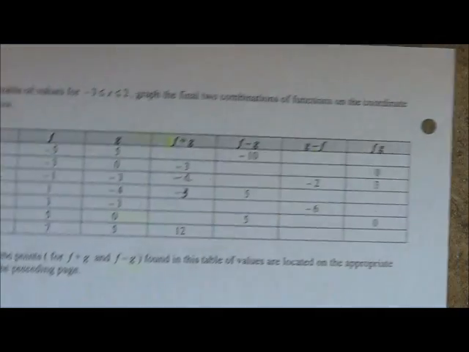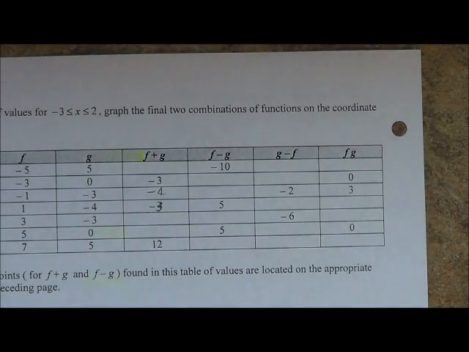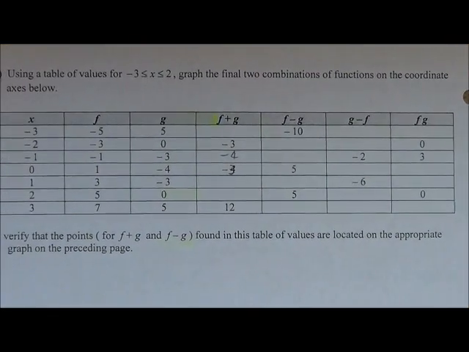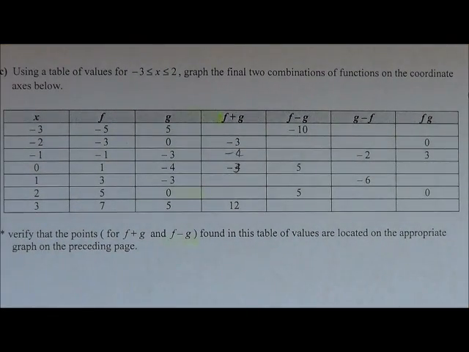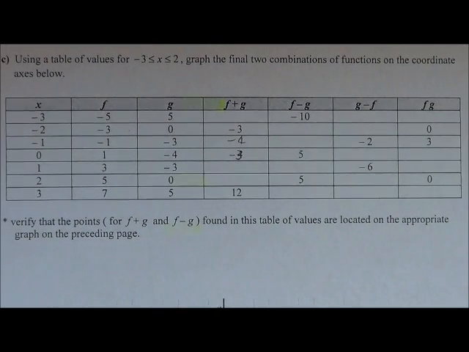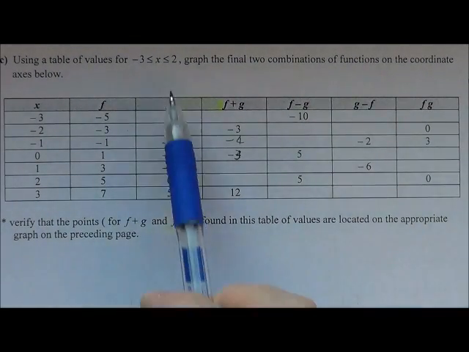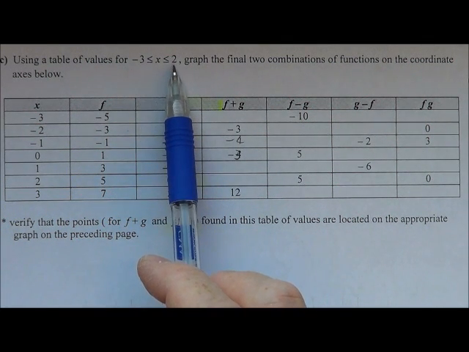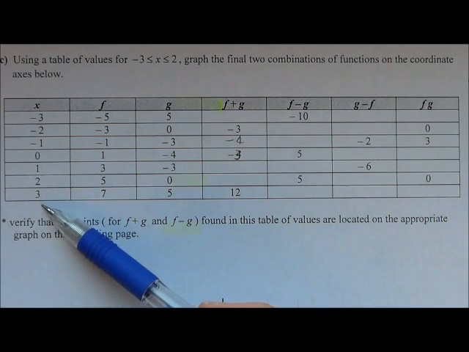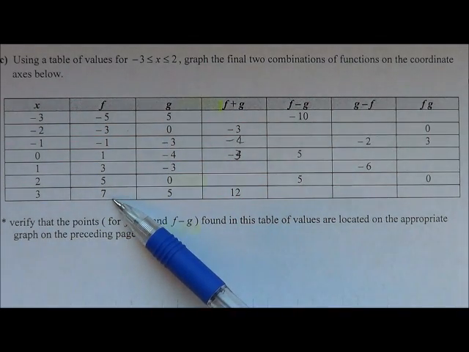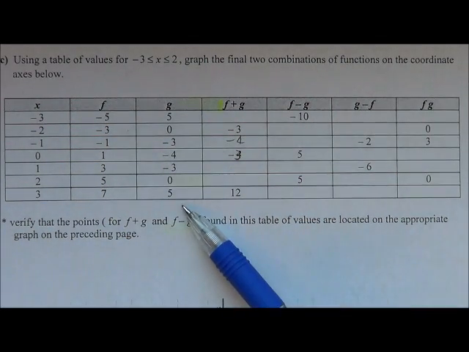Okay, so let's move along now. We have a table of values here. And this table of values is for those same two functions, f(x) and g(x), on the domain from -3 to 2. Okay, so we have all the x values. We've got the f(x) values and the g(x) values.